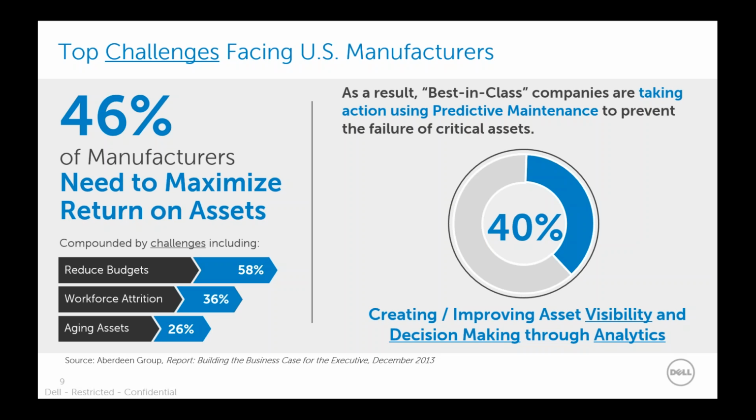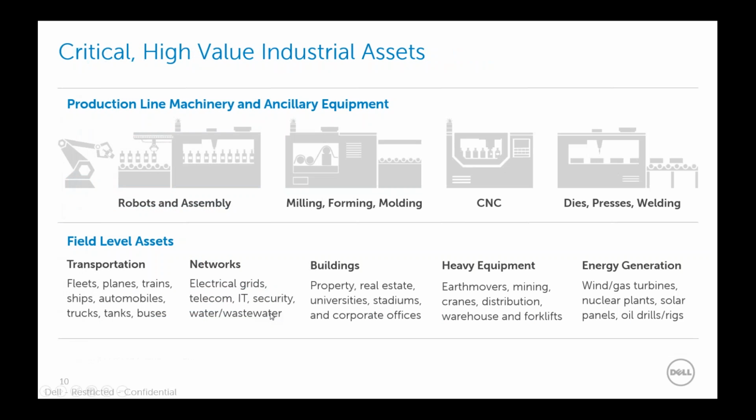The number one thing that we want to talk about is reducing budgets. But really, what are we doing about it? How does it impact our ROA or our ROI? So if we look at this, this is how we can create improved assets and make better decisions with our analytics. 40%. Next one.